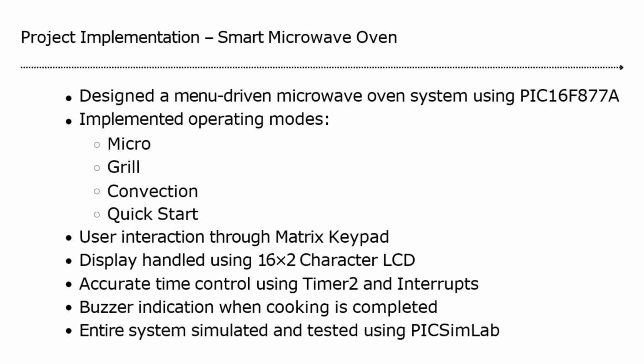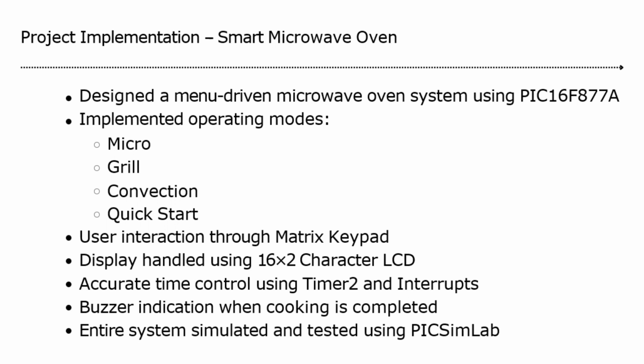System working. When the system is powered on, the LCD shows a welcome message. After that, the main menu is displayed. The menu has 4 options: micro, grill, convection, and quick start. The user selects the mode using the keypad.